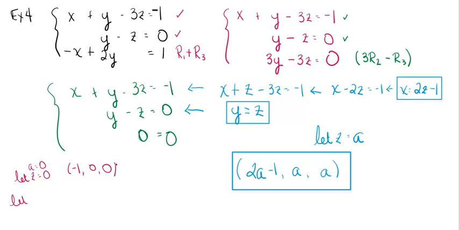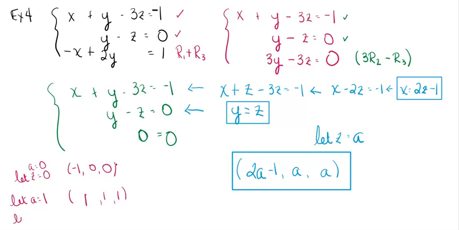Or what if I let my a or z, whatever you call it, be 1? Well, then what would my new ordered triple be? My z would be 1, my y would be 1, and then I would come over here and replace the a with the 1. 2 times 1 is 2, and 2 minus 1 is 1. So I would have an ordered triple of 1, 1, 1.